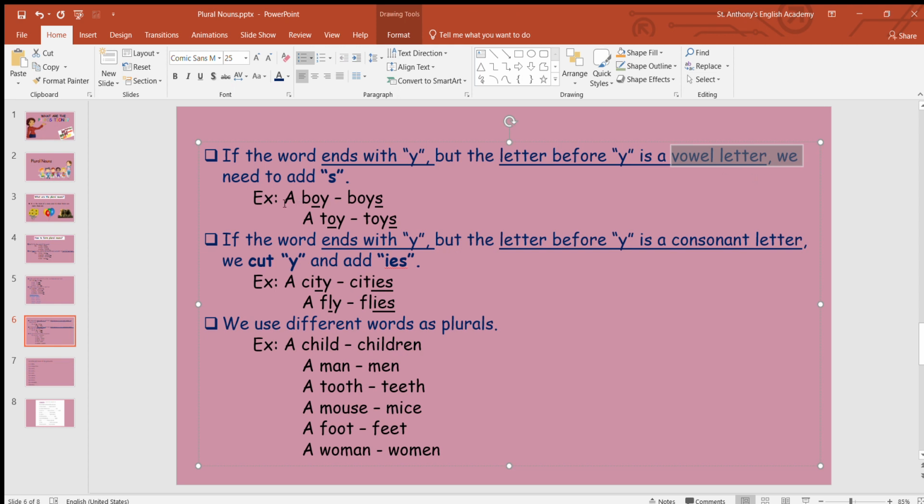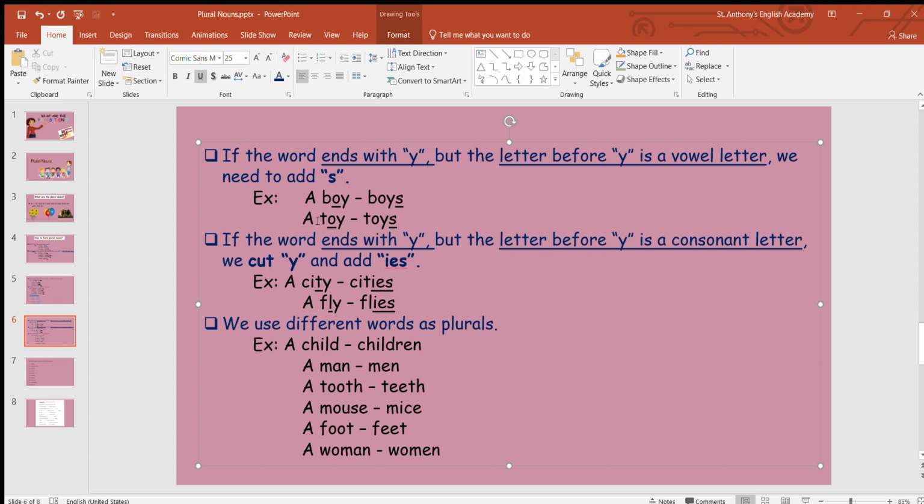Look at the example. A boy. A boy. Look at this. What is the last letter? It is Y. What is the letter before Y? It is O. O is a vowel letter. So since the letter before Y is a vowel, when making the plural we add only the letter S. So it becomes boys. Right? Next, a toy. Right? Last letter is Y and the letter before Y is O. What happens then? Since it is a vowel letter, we add only the letter S and make the plural toys.